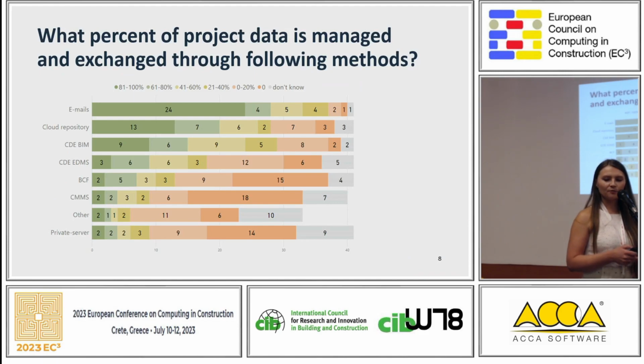One of the first questions was about what means of exchange of data they use. And as you can see, emails are the most common method of exchanging information, even now. In second place, we have the basic cloud repositories such as Dropbox or Google Drive and so on. Then come the BIM platforms such as BIM 360 or the Graphisoft solution or any other software vendor solution, followed by electronic document management systems such as Aconex.